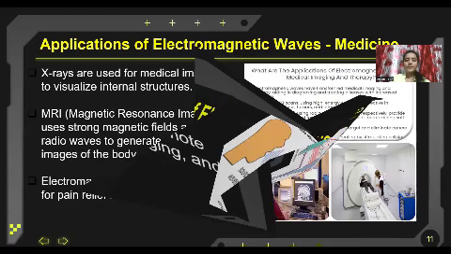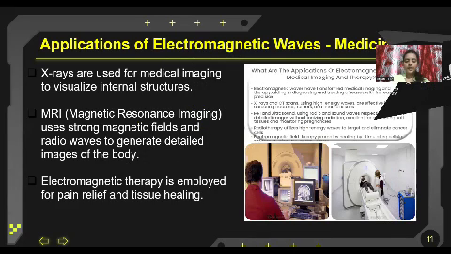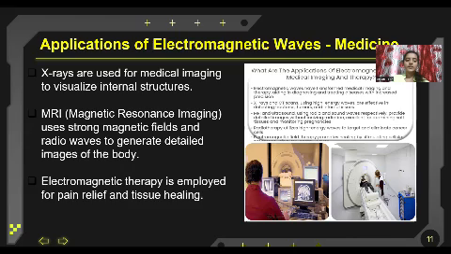Applications of electromagnetic waves in the field of medicine. Generally we can see mainly X-rays and MRI, which we use for scanning the body, right? First, X-rays are used for medical imaging to visualize the internal structures, and MRI is nothing but magnetic resonance imaging, which uses strong magnetic fields and also radio waves in order to generate detailed images of the body. And also electromagnetic therapy, which is employed for pain relief and tissue healing. And here we can see applications of electromagnetic waves in medical imaging and therapy.